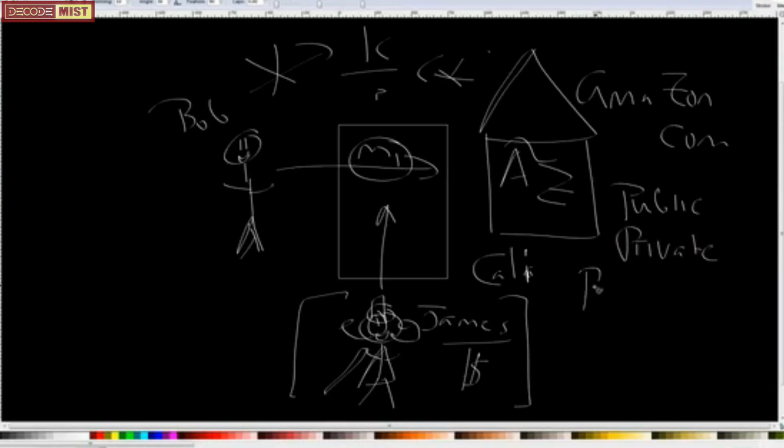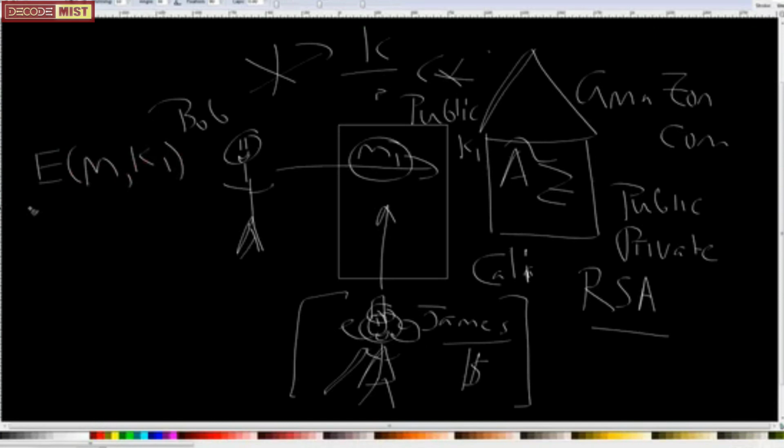The first was RSA, and it was invented by Rivest, Shamir, and Adleman. What they basically did is they said, okay, we're going to have a public key that everybody in the world knows. It's public, and we're going to call that K1. So what Bob is going to do is take that encryption function, take the message that he wants to encrypt, take our public key, and create an encrypted message. But there is no way to decrypt this message with that public key.